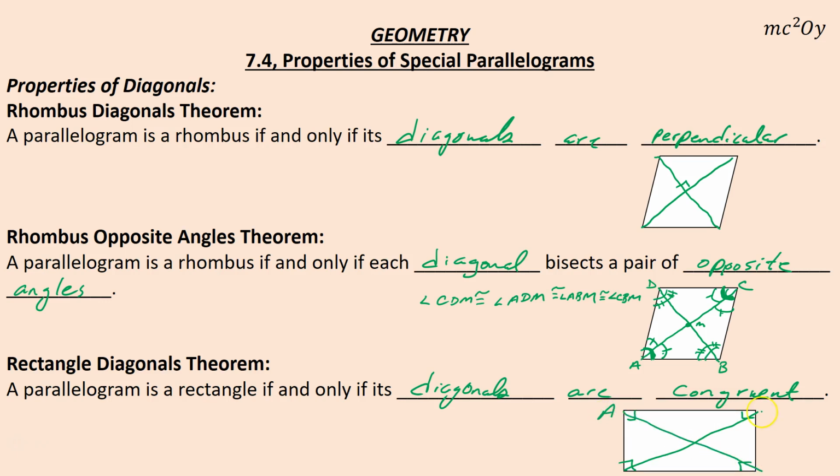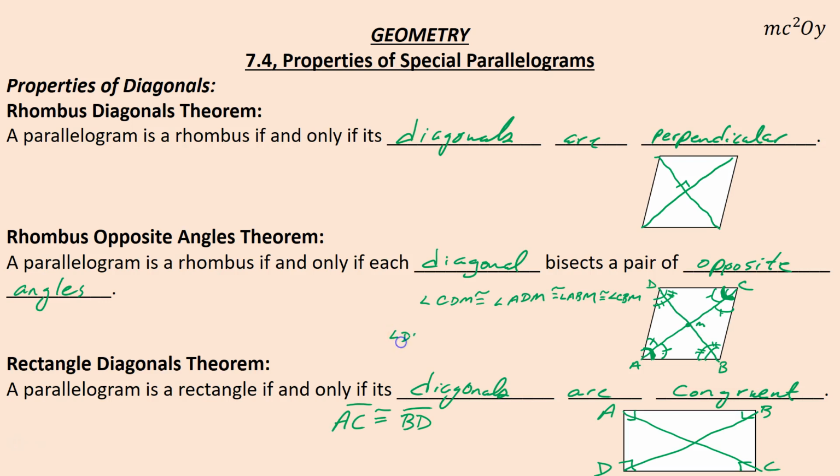Those diagonals, if we call this A, B, C, and D, we would say that AC is congruent to BD. Okay? And so if you want to finish your notes off up here, let me go ahead and write those out. I know I said I wasn't going to spend the time doing it, but we'll do it real quick.